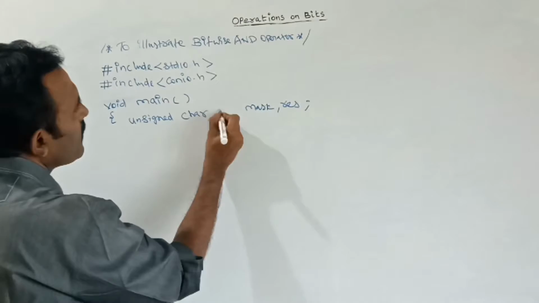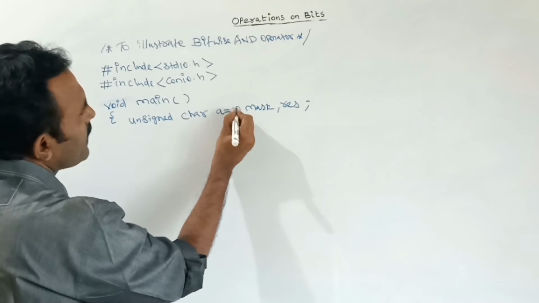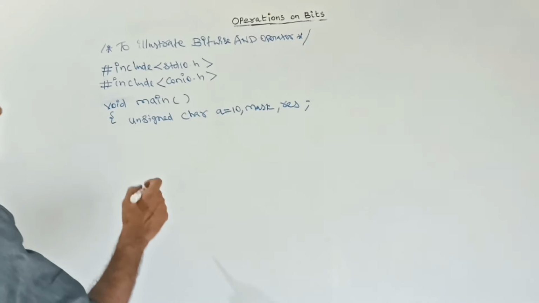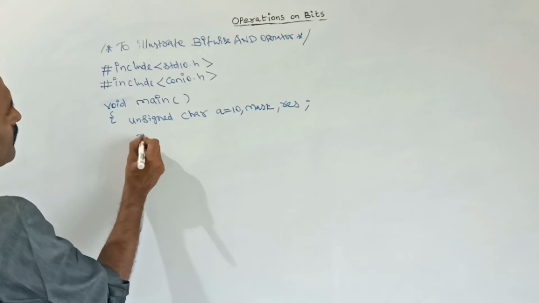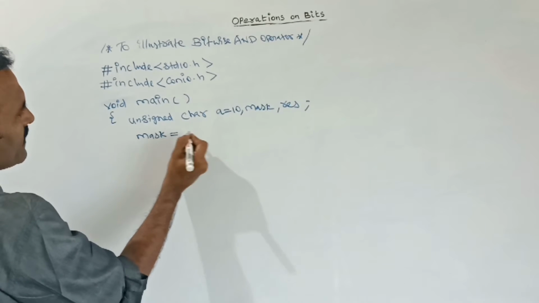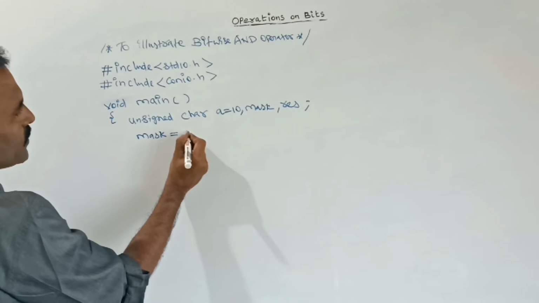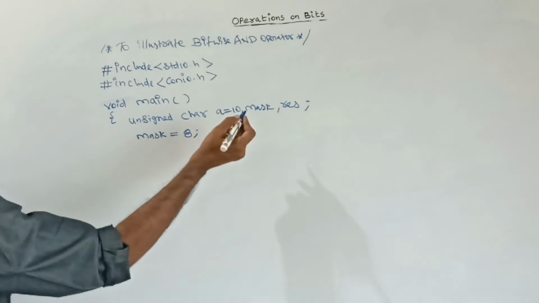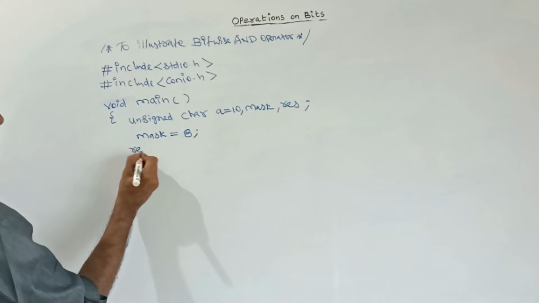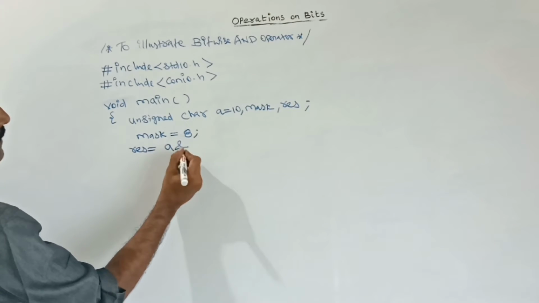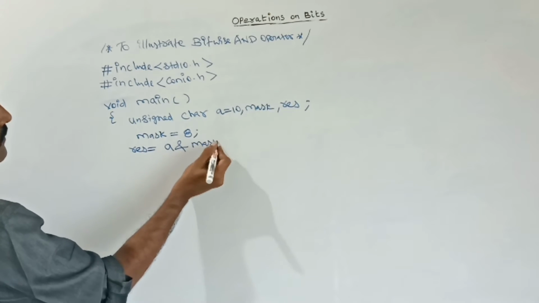Here A is equal to 10. This is the constant value. Next, if I want to find the third position, then I can give the value 2 to the power 3, which is 8. Next, RES is equal to A and mask value.